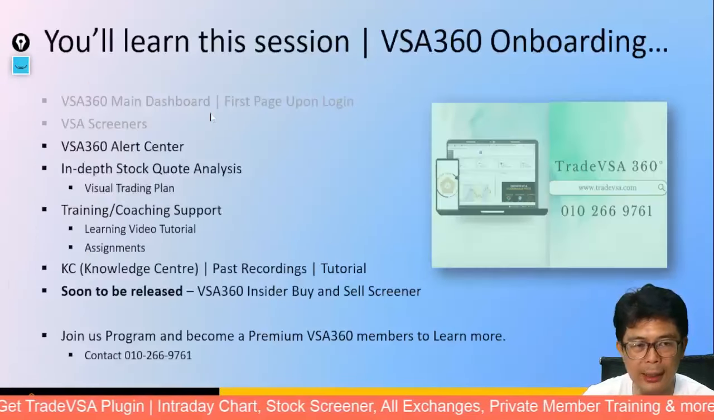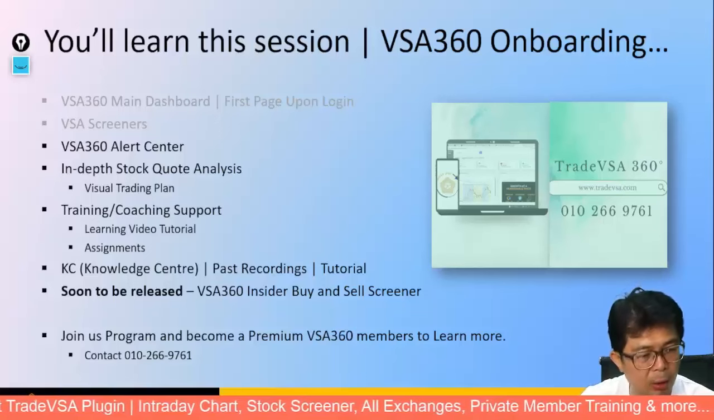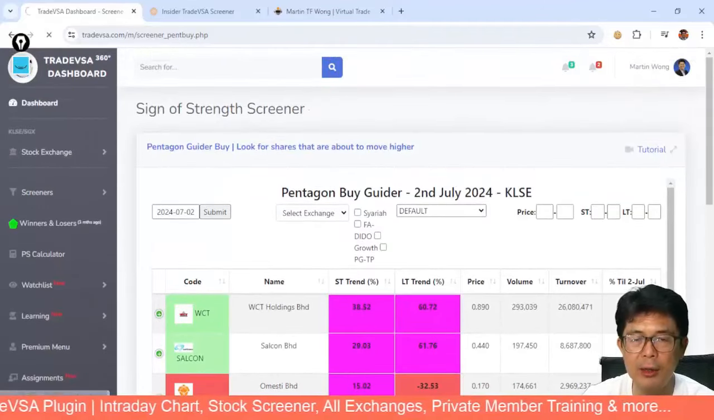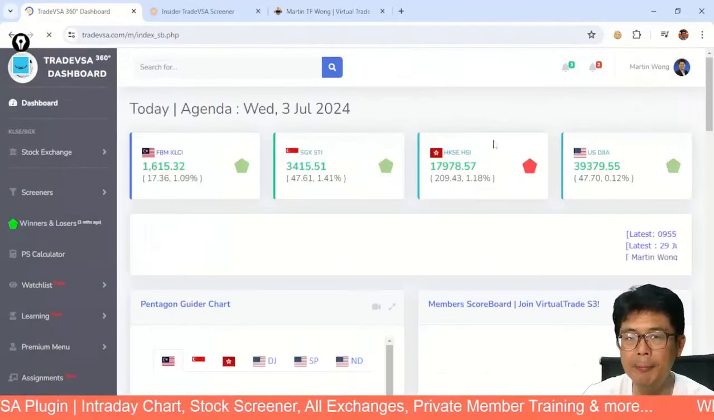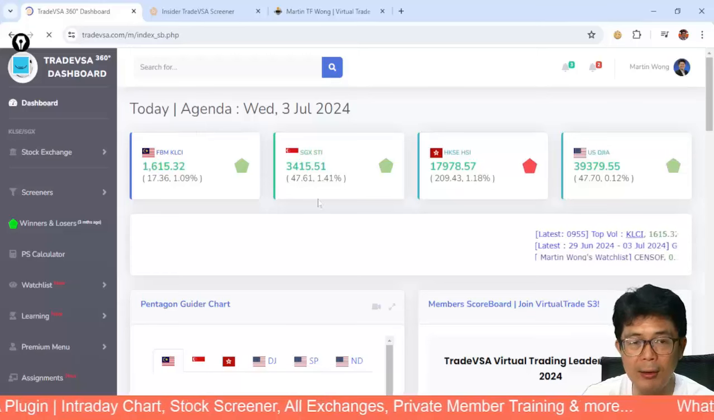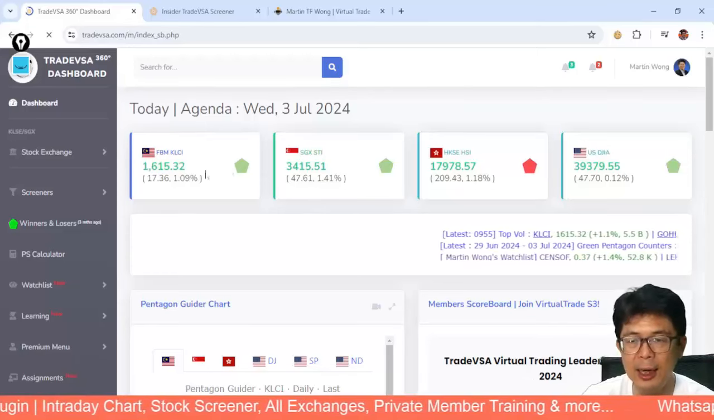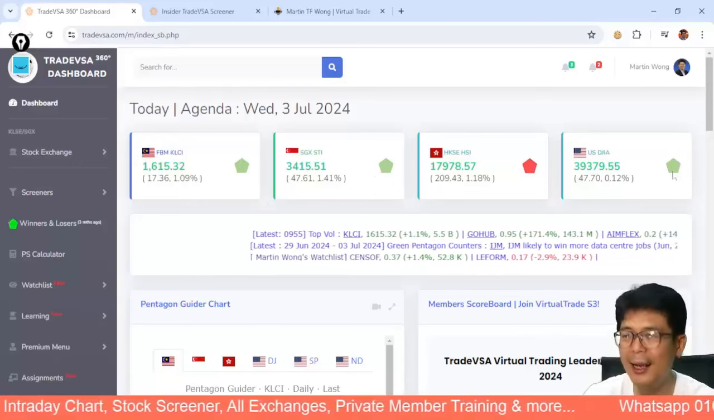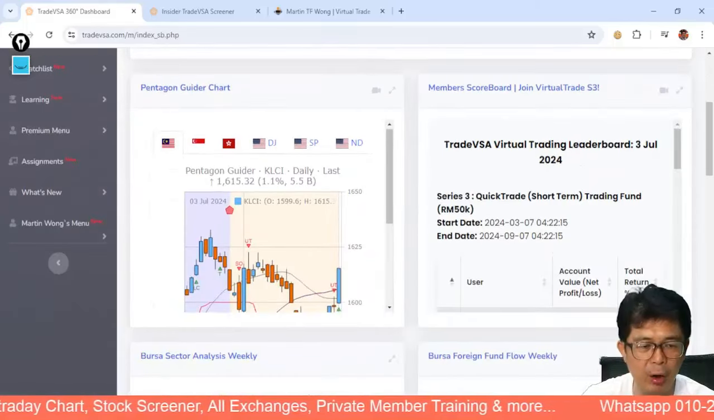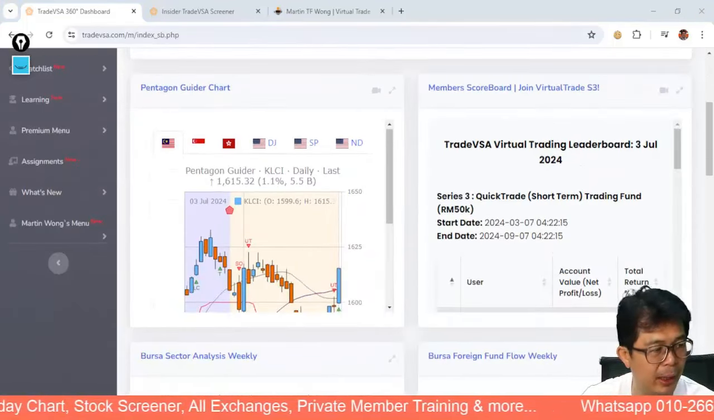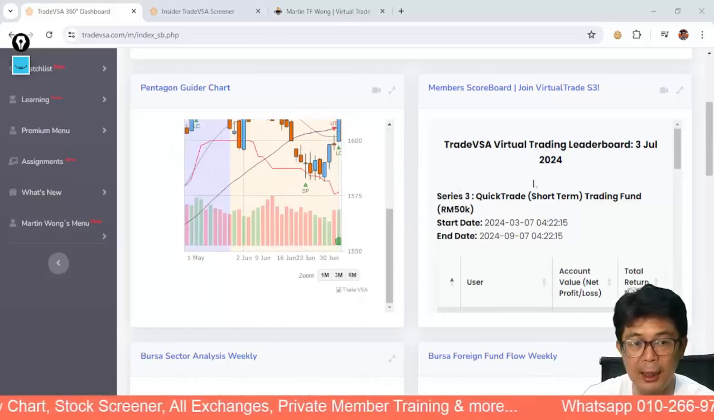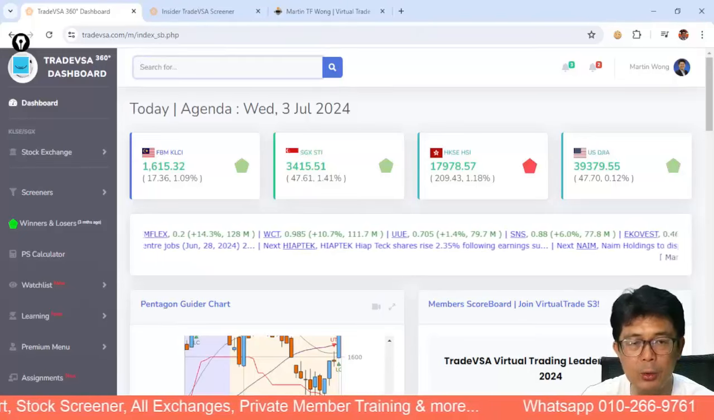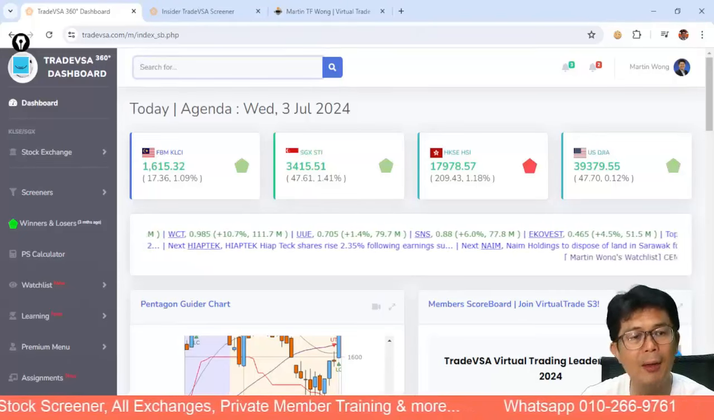All right. So later on, we're going to come back to this question. So let's go on and log into our VSA360. Once you have logged in, the first thing you'll see is a pop-up screen, and definitely the green pentagon is already here. You can see the KLSE is green pentagon, the SGX is green, Hang Seng is still red, okay? And this is the first screen that we talked about last week. I think some of you may have already heard this before, and do take a look at our overview. But for this evening, we'll be looking into the stock quote, the in-depth analysis.